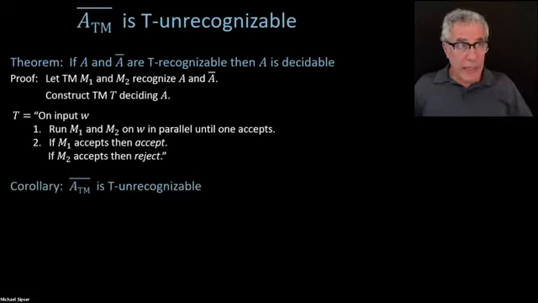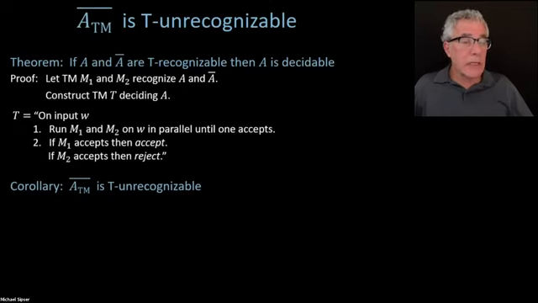Now, that proves that nice little theorem written at the top in blue. So I got my decider for A built out of the recognizers for A and A complement. Immediately it follows that the complement of ATM is not Turing recognizable, because we know that ATM itself is recognizable, but it's undecidable. If the complement was also recognizable, then ATM would be decidable, but it isn't.